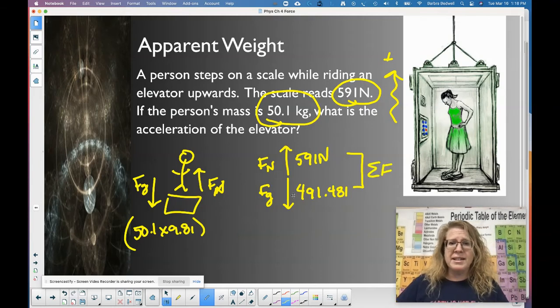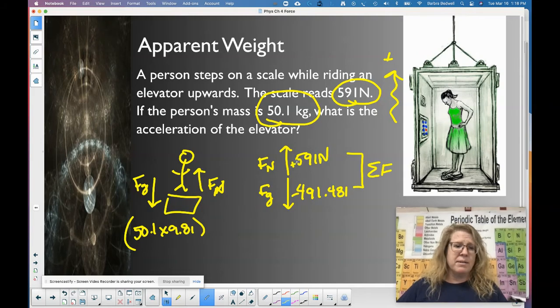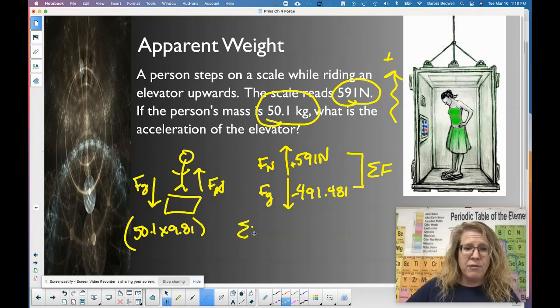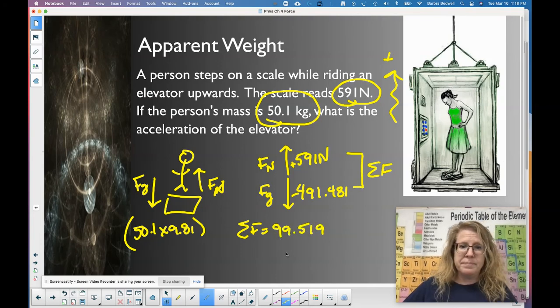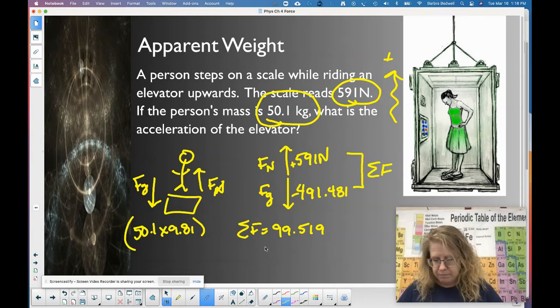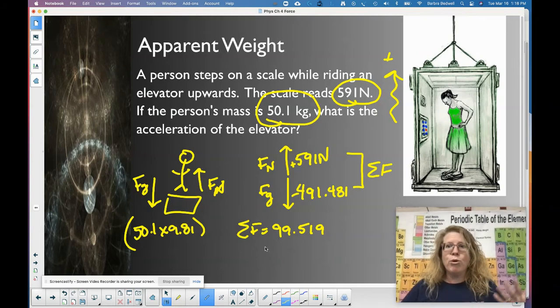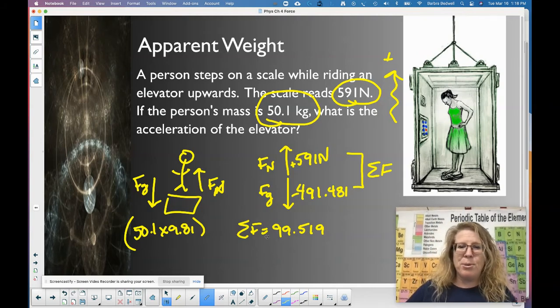One of these is negative, one of these is positive. So 591 minus 491.481 gives us a net force equal to positive 99.519. That's our net force. Again, it's reading more than it should. We've got some positive upwards force happening. Again, if you're going down, it would read less than that 491. So our net force is 99.519.